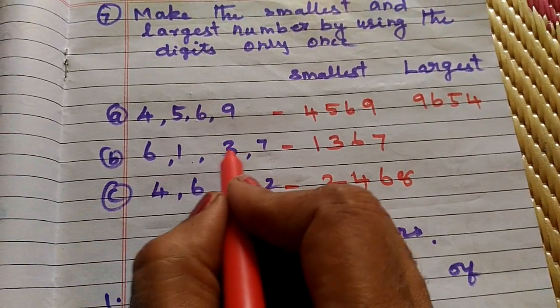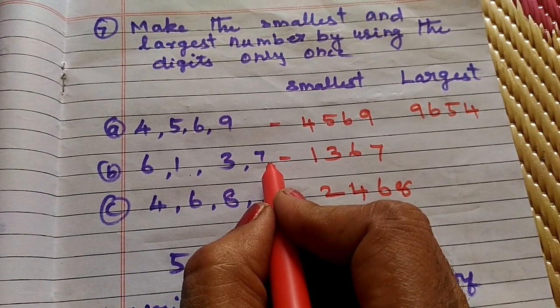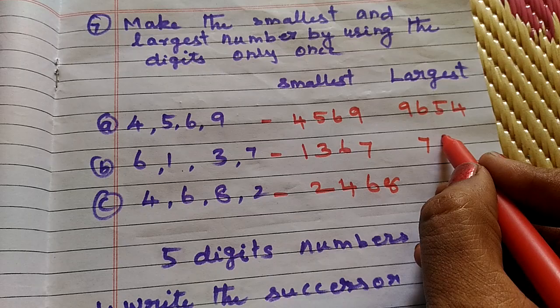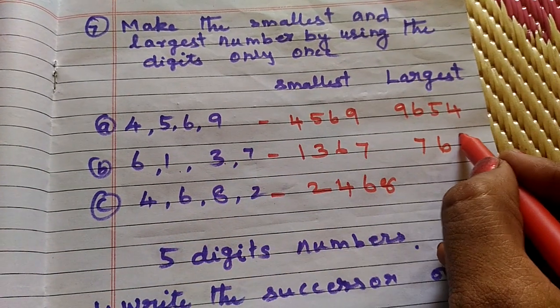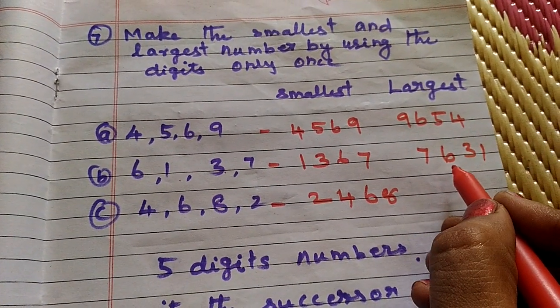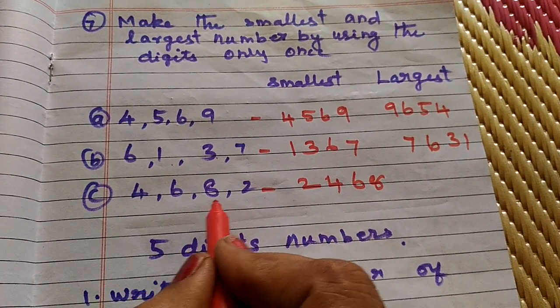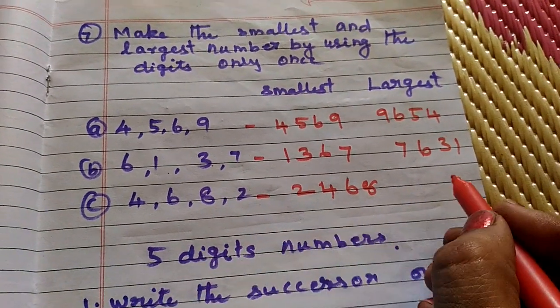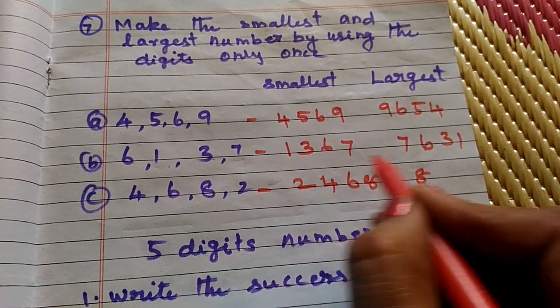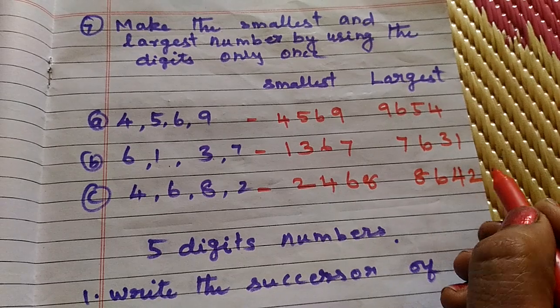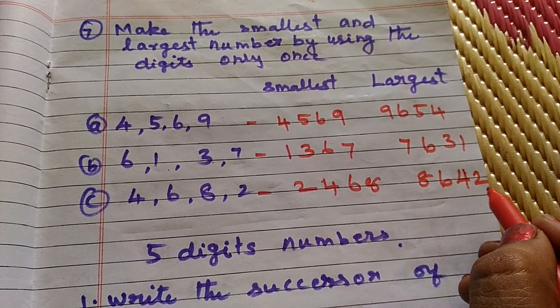See here, 6,137. Which one is the biggest number? 7, then 6, then 3, then 1. 7,631. Then 4,682. Which one is the biggest number? 8, then 6, then 4, then 2. 8,642.